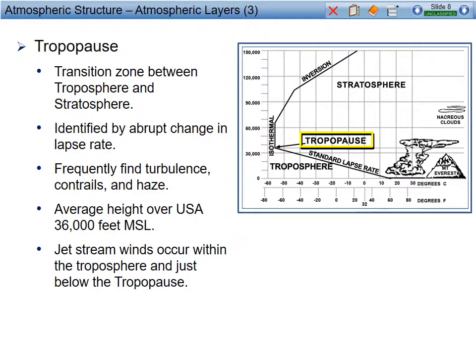The tropopause, labeled at this point on the graph, is where that change in lapse rate occurs, from the standard lapse rate to an isothermal lapse rate. The isothermal lapse rate begins with the tropopause at an average height of 36,000 feet MSL over the US. You will frequently find turbulence, contrails, and haze at the tropopause. Jet stream winds occur just below the tropopause and within the troposphere.